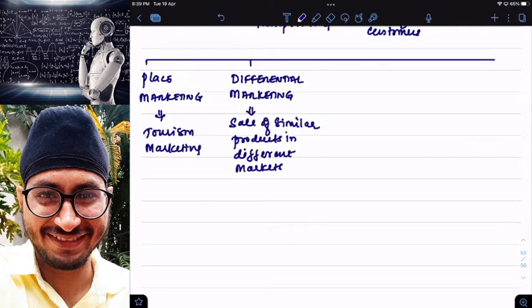Examples are Hindustan Unilever Limited. It has Lifebuoy, Lux, Rexona, Liril, Pears, etc. Sir, Liril soap and Pears soap are premium brands. Other soaps of Hindustan Unilever Limited come under normal segments. So the same company is selling similar products at different price points. Is an example of what? Differential marketing. One more example, sir, water bottle. Sir, a 20 rupee water bottle you will find for 100 rupees in a movie theater. Differential marketing.